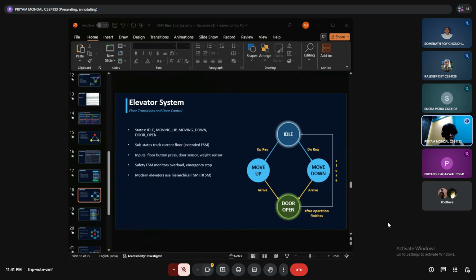So finally, I will explain the elevator system, which is another example and more complex than the previous two. It has states like idle, moving up, moving down, and door open. When a user presses a floor button, the system first checks the current floor and decides the direction, up or down. After reaching the desired floor, the elevator opens the door. It uses hierarchical FSMs where multiple smaller FSMs work together, one for movement, one for door control, and one for safety. This makes the system efficient and reliable.